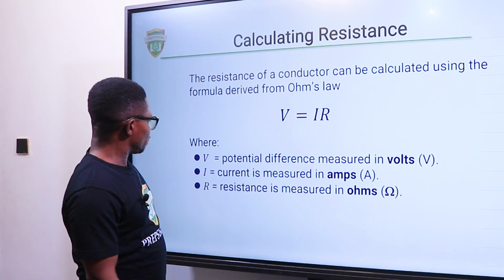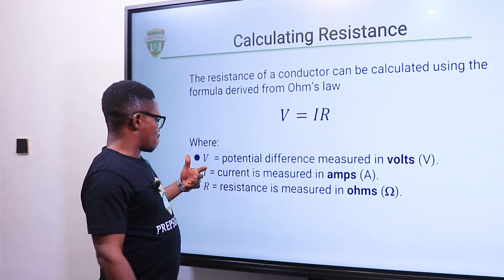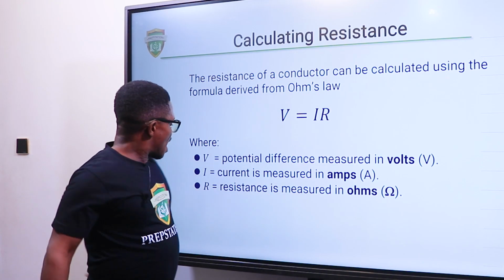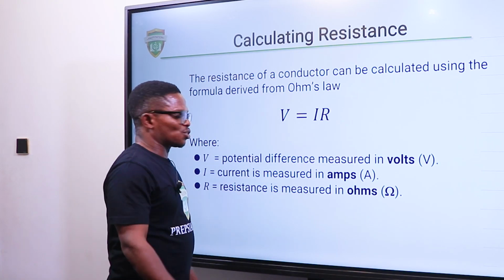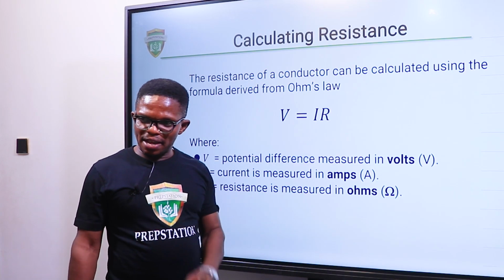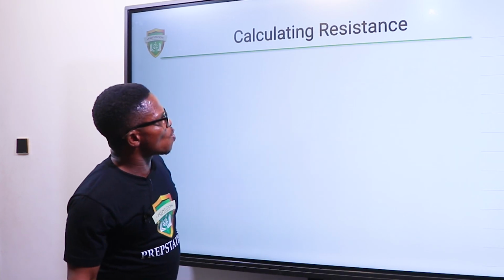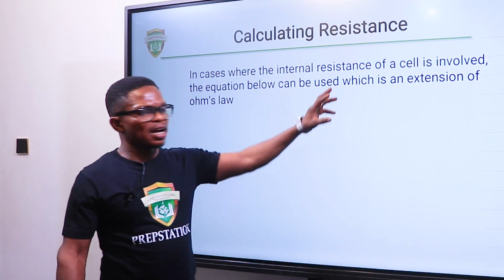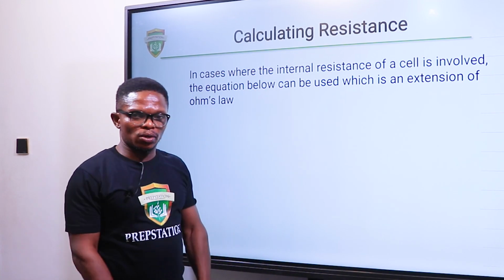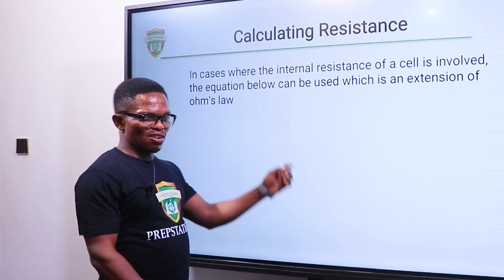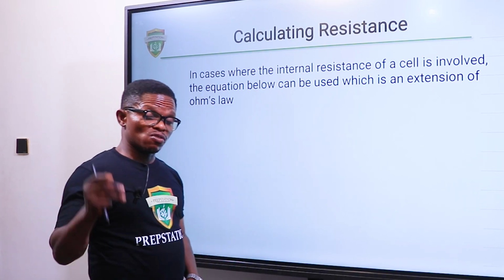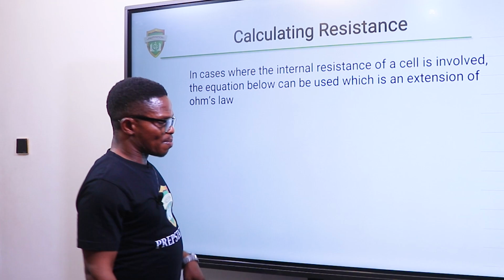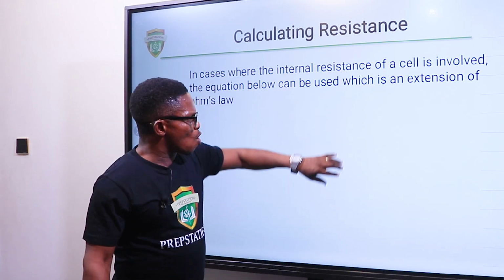So let's move forward. In this formula, V represents potential difference, I represents current measured in amperes, and R represents resistance measured in ohms. I believe that makes sense. Let's move forward. In cases where the internal resistance of a cell is involved, what will happen? Ohm's law will still apply, but there will be a little modification on the formula to make room for internal resistance.